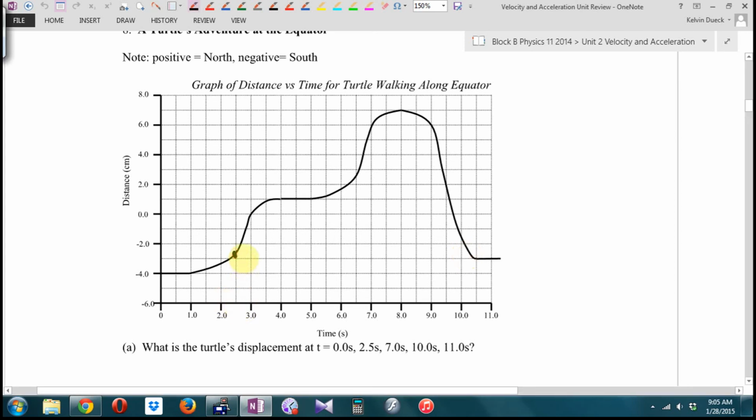In other words, when it says, what's the turtle's displacement at 2.5 seconds? 2.5 seconds is right about there. It's at negative 2.5, 2.6, I don't know. But it is negative, and it's just below 2 and just above negative 3, somewhere between negative 2 and negative 3. So that's to find the displacement.